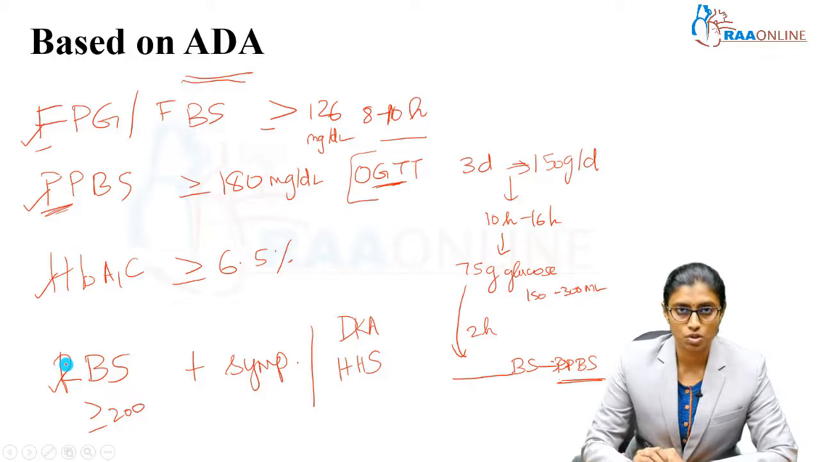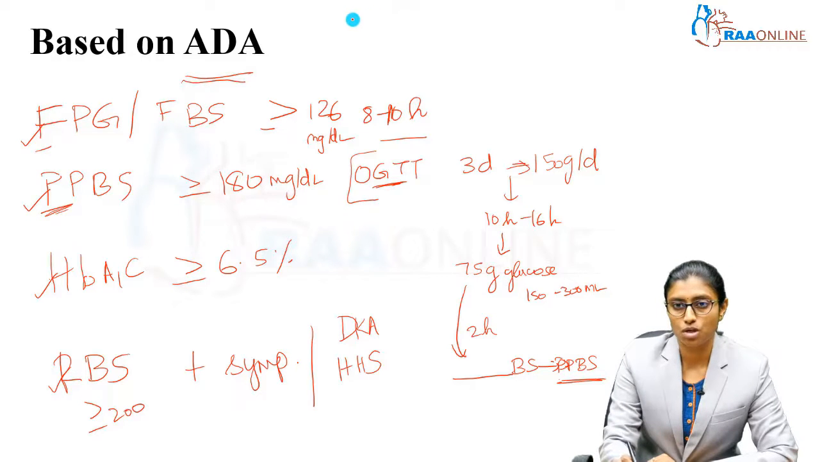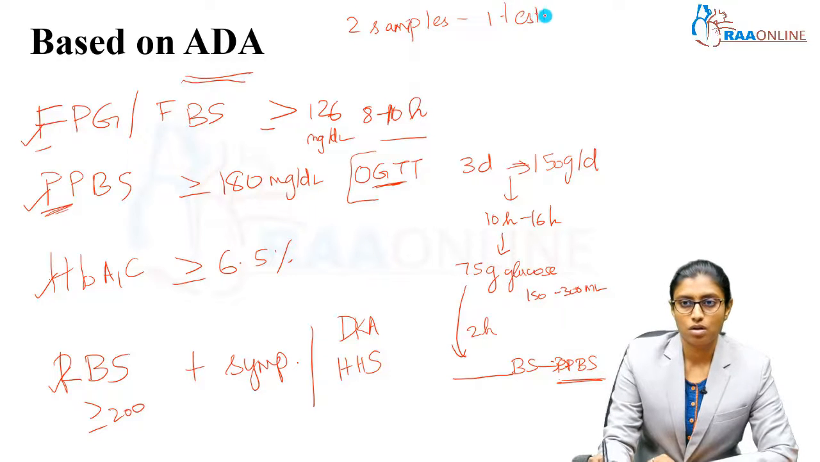So today a patient comes to me and tells me his fasting blood sugar is more than or equal to 126 mg per deciliter. Can I directly go ahead and start treatment? No. According to guidelines, what has to be done is 2 samples and 1 test, or 2 tests and 1 sample. What I mean by this is, 2 samples, 1 test.